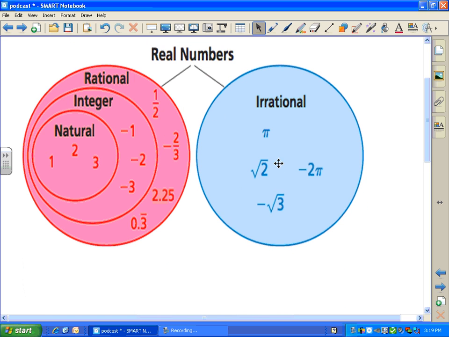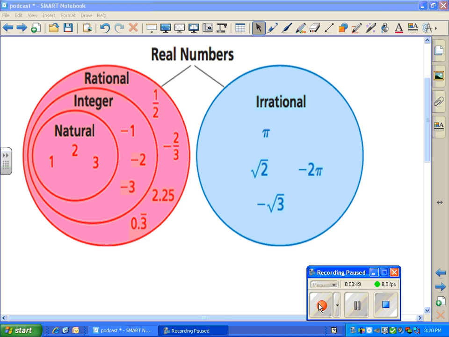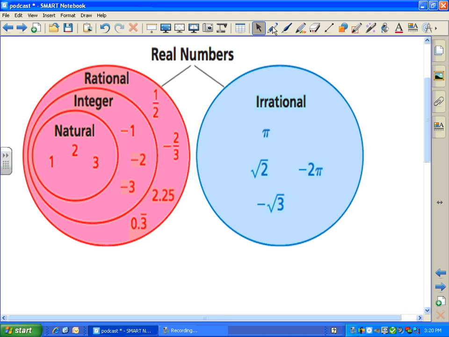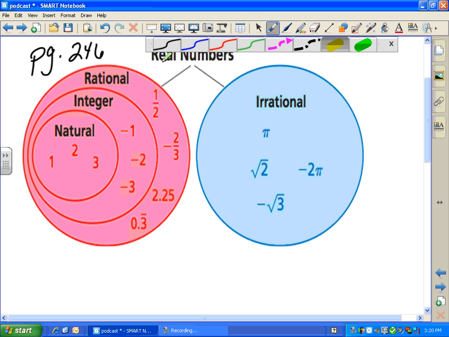They give you this picture in your math book. You can find this picture in your math book on page 246. Natural numbers, integers, are all in the category of rational numbers. Everything else is classified as an irrational number. And together, rational and irrational numbers make up what we call real numbers.